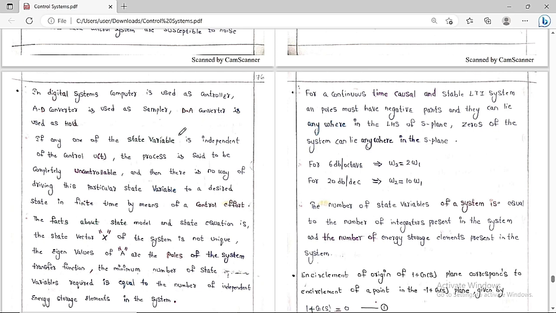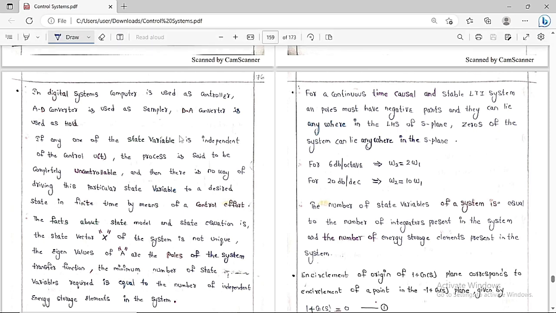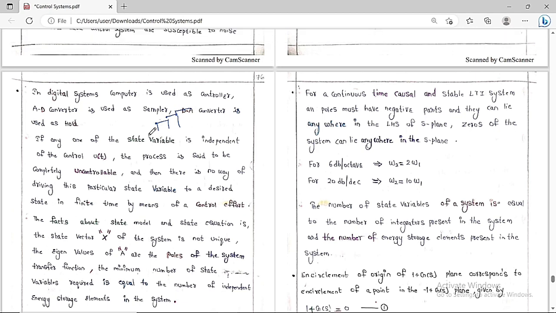D to A converter means digital to analog signal. If this is the digital input, then we need to get the analog signal with the help of a hold. Hold means keep this one as it is for all the time, keep it always like this. So the D to A converter converts the digital signal to an analog signal with the help of the hold concept.